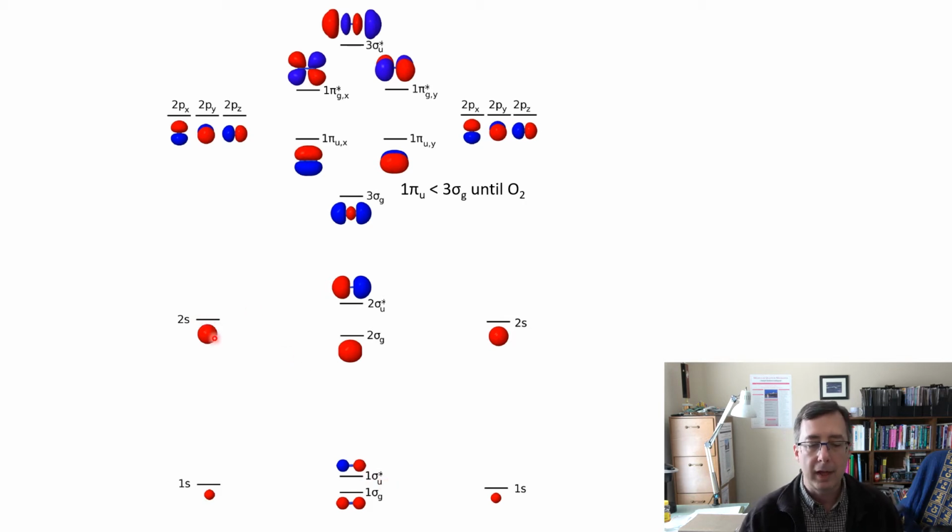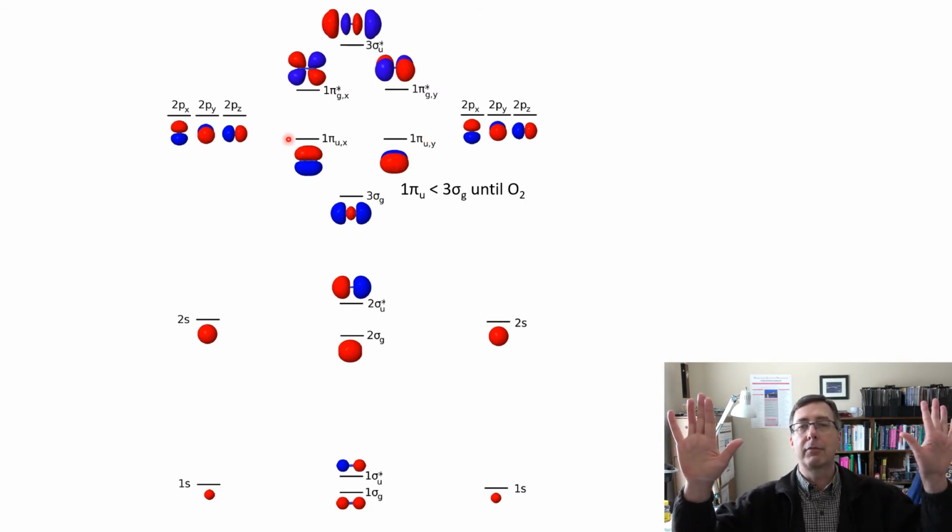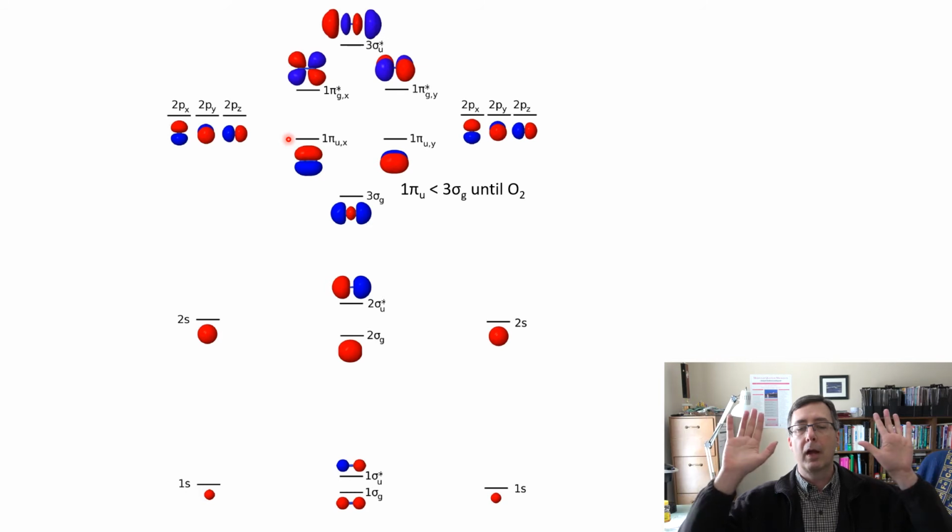Then if I go up to 2s, you see this orbital is bigger than that one. So these guys are more likely to overlap with each other. So this gives me the second sigma g orbital. It's a bonding orbital. It's cylindrically symmetric. This gives me the second sigma u star orbital. It looks basically like this one. It's just bigger. And then my p orbitals, I've got 3 on the left, 3 on the right. I have 3 pairs, and I can do plus or minus for each pair.